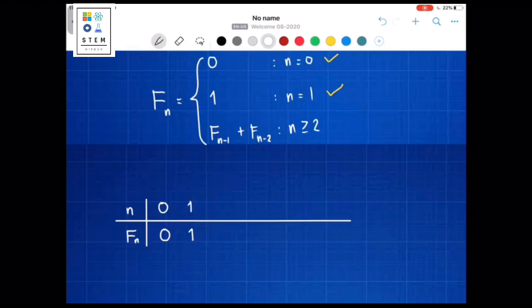Kaya lang, pag yung n mo ay greater than or equal to 2 na, so this time, yung second term natin, n equal to 2, yung magiging value mo daw is the sum of f sub n minus 1 plus f sub n minus 2. Okay, for example, yung n natin is 2. Okay, dito tayo sa n equal to 2. So, n minus 1 is 1.